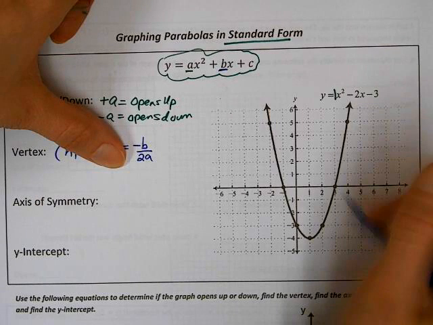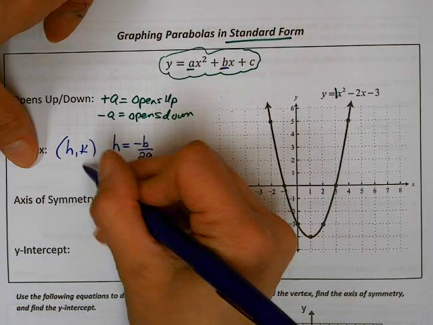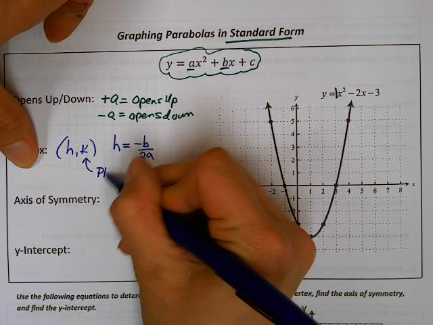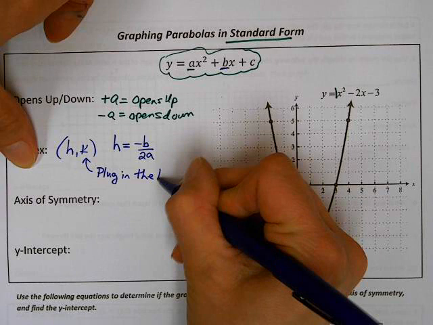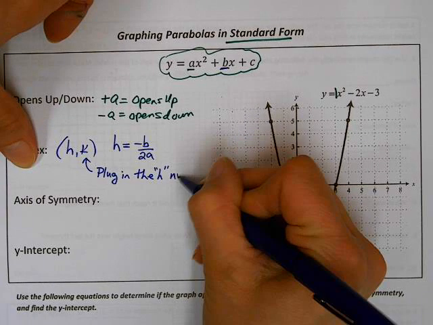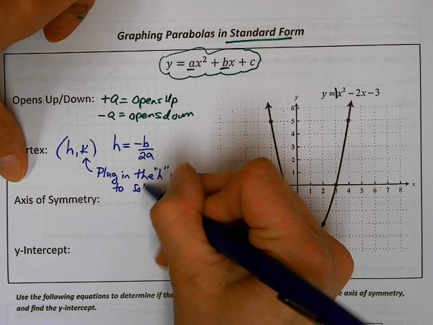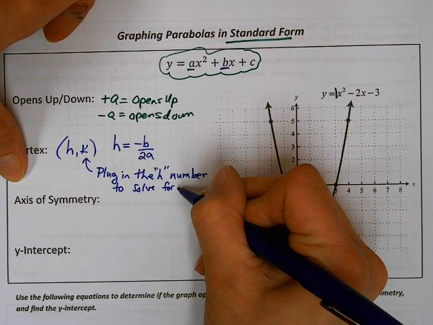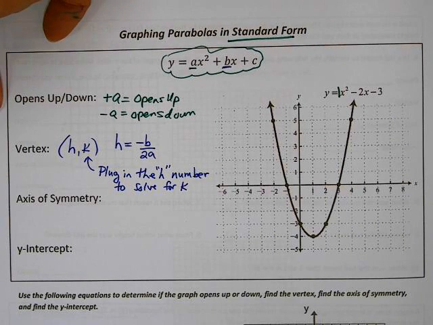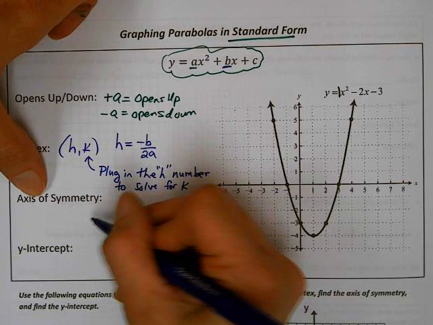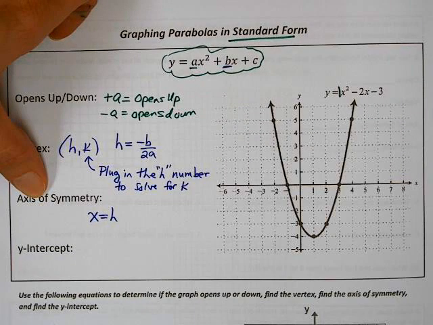Okay, I'll walk you through one here just so you see. And then how do you find the k value? We're going to plug in the h number to solve for the k, for the y value of the vertex. Okay, axis of symmetry, that's the same. That's just x equals the h that we calculate.